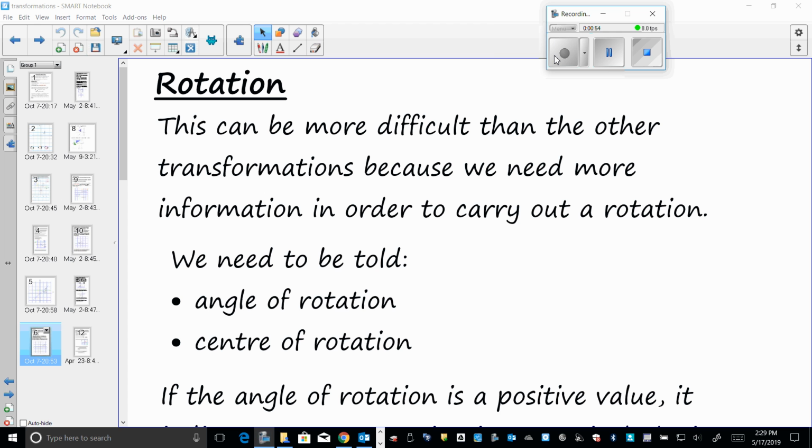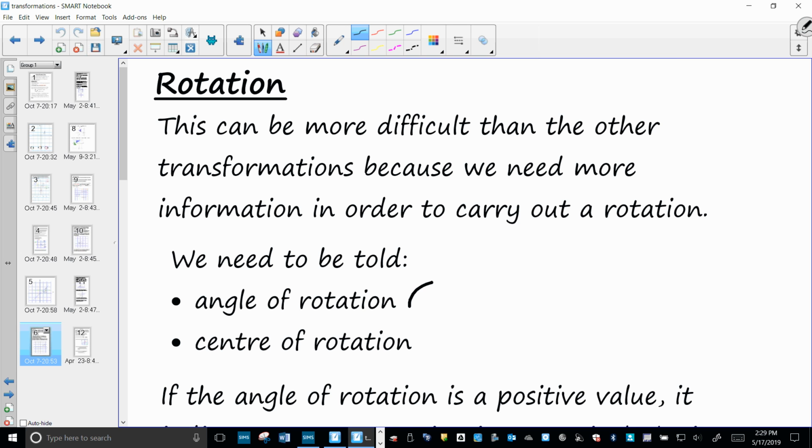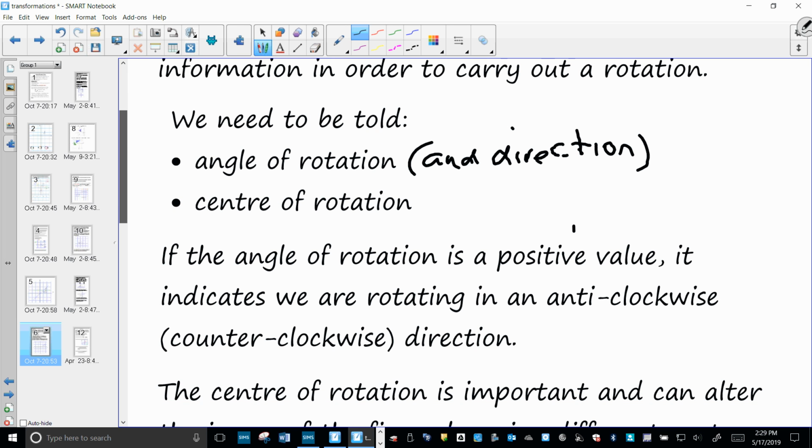We need to be told the angle of rotation and direction. When I say direction, I mean anti-clockwise or clockwise.